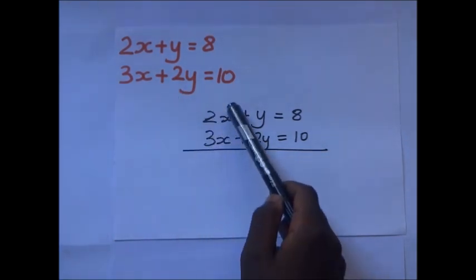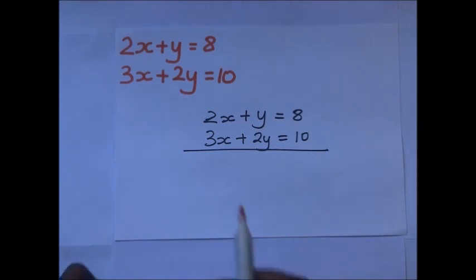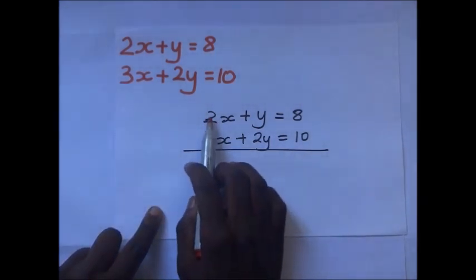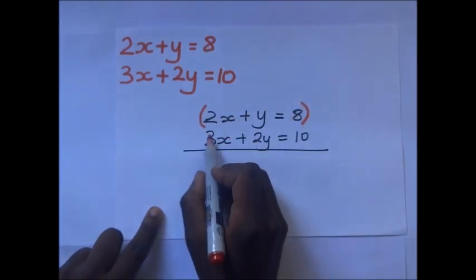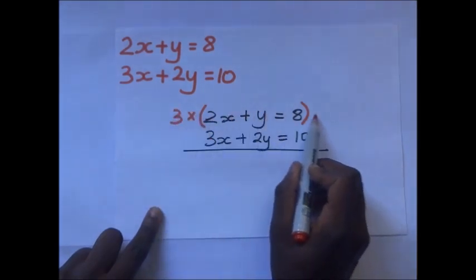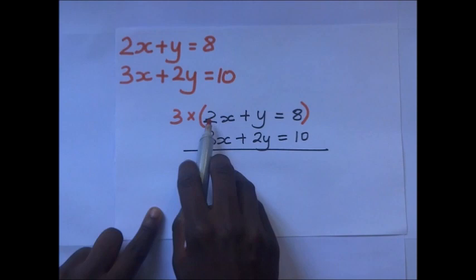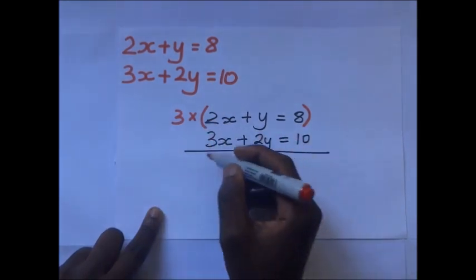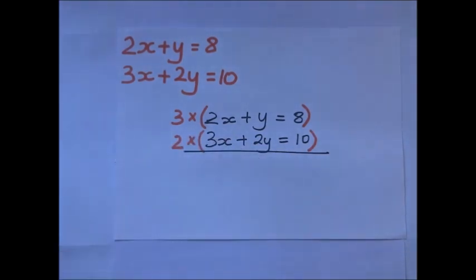Now, how do we eliminate this value of x with these coefficients being different? What we do here is that we are going to interchange the coefficients. We are going to get this coefficient of 3 and multiply it in the first equation, so we multiply the whole first equation by 3. Likewise, we get the coefficient of x here, which is 2, and multiply it in the second equation throughout. So we multiply this by 2. In so doing, we shall be able to make the coefficients the same.